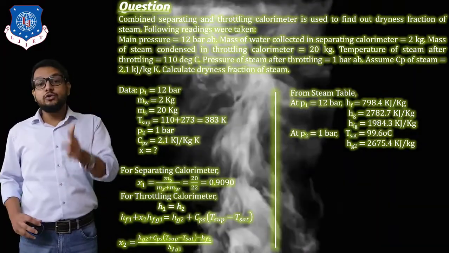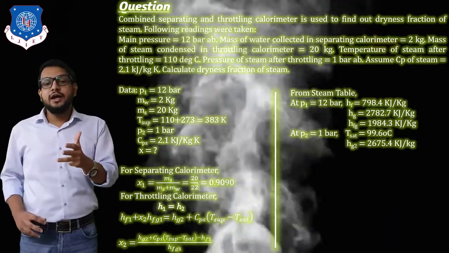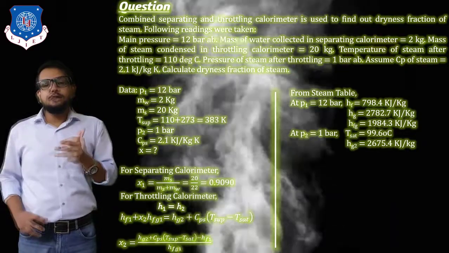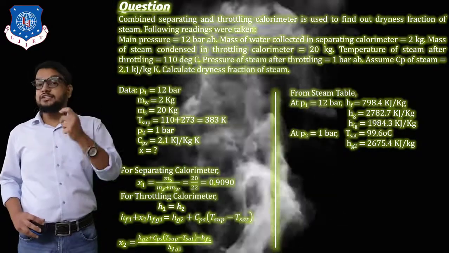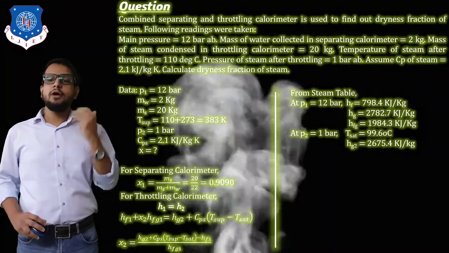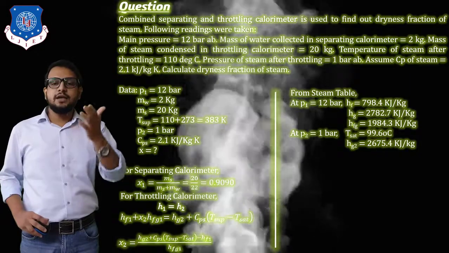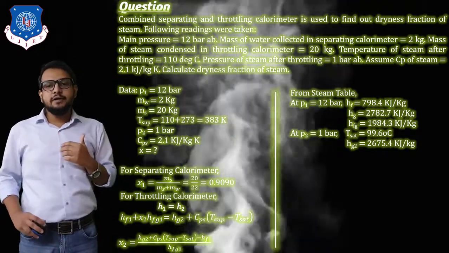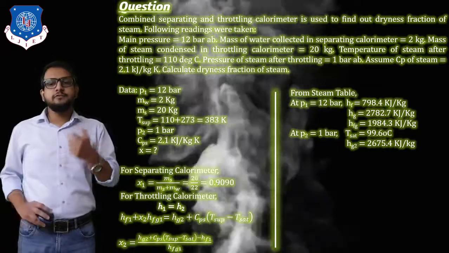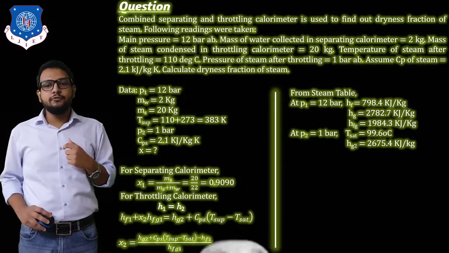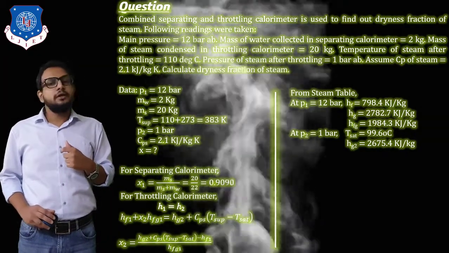Okay, hg2 and T sat. At pressure P2 of 1 bar, we get T sat equal to 99.6 degrees Celsius, and hg2 we get 2675.4 kilojoule per kg. Similarly, hf1 is 798.4 kilojoule per kg at pressure 12 bar, and hfg1 is 1984.3 kilojoule per kg.